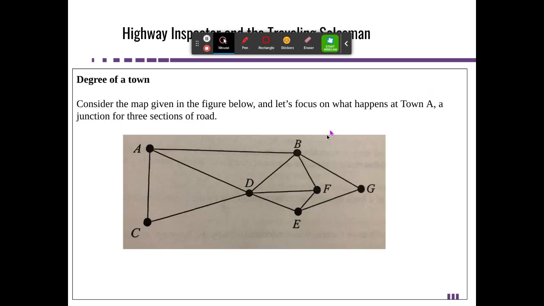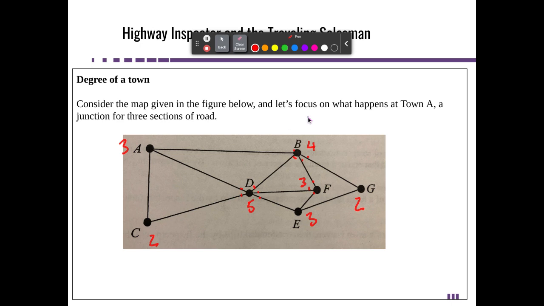All right, so talking about the degree of the town, we've gone through and we've looked at this and talked about it. So just as a quick refresher, A would be a third degree, C would be a second degree, 1, 2, 3, 4, 5. That would be a fifth degree, 1, 2, 3, 4. Fourth degree, 1, 2, 3, third degree, 1, 2, 3, third degree, and second degree.